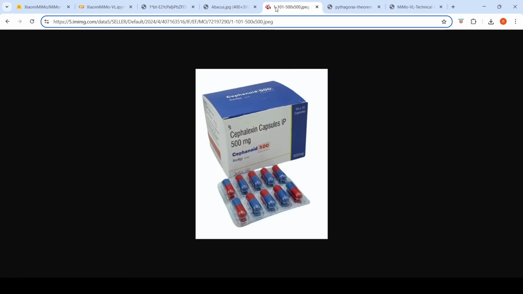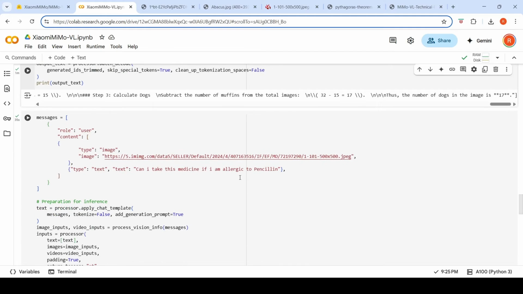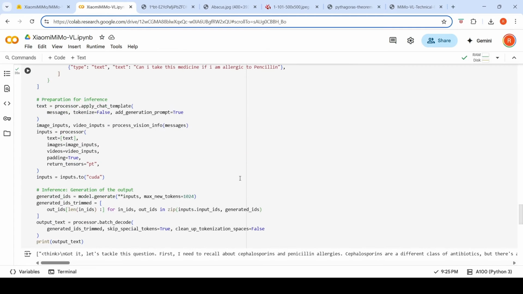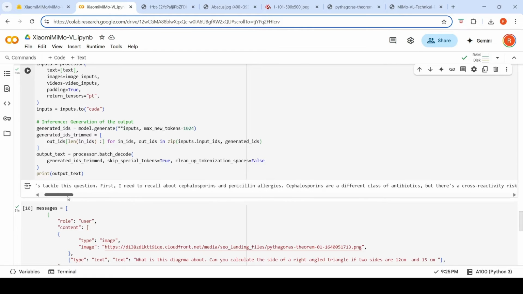The next reasoning problem I tried: I gave this medical image of a tablet which has an antibiotic, cephalexin, and I asked, can I take this medicine if I'm allergic to penicillin? Let's see. First, it needs to recall cephalosporin and penicillin allergies. It has done a good OCR job and identified that you have cephalosporin. Cephalexin is a cephalosporin. There is a cross-reactivity risk, especially with first generation cephalosporins, and cephalexin is a first generation cephalosporin.